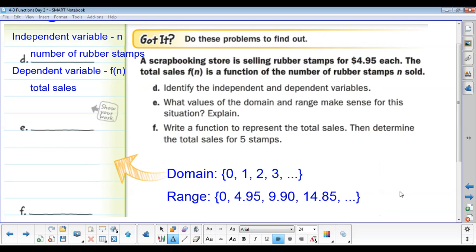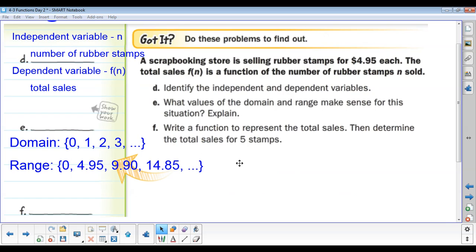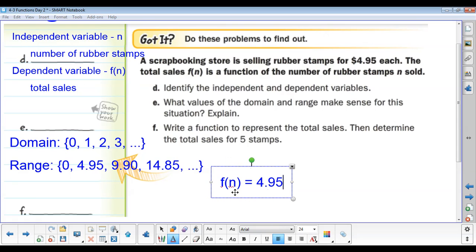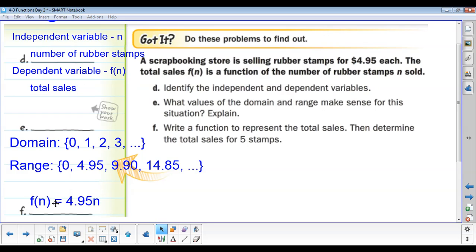Now, for those of you wondering where I got those numbers from in my range: if each rubber stamp is $4.95, then this is $4.95 times 0, $4.95 times 1, $4.95 times 2, $4.95 times 3, and so on. Once we start to notice that pattern, it helps us write our function for part F. Notice that all I was doing was multiplying 4.95 times whatever the number from my domain was, which means that f of n is simply 4.95 times however many stamps are sold. So that's my function right there.